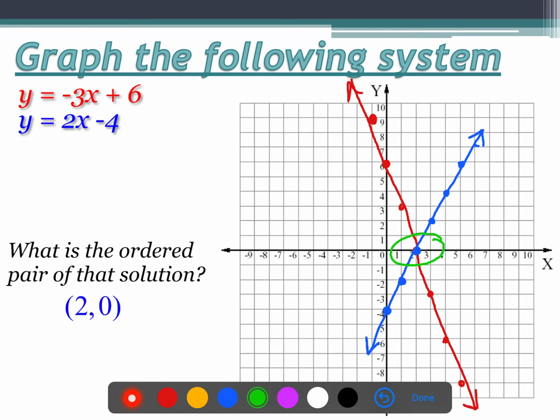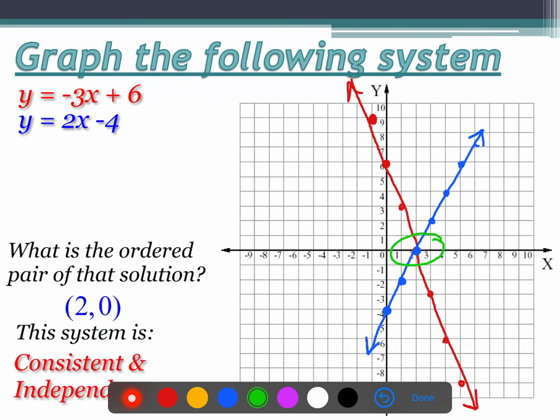How do I classify that system? Consistent and independent. Okay, so your answer has 3 parts here. You have the graph, you have the specific solution of 2, 0, and then you have your classification, consistent and independent.